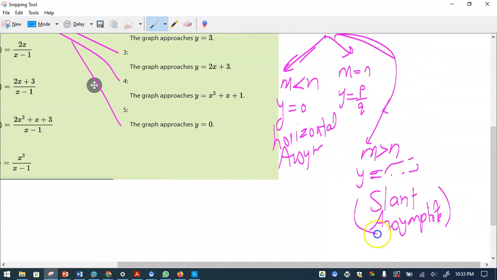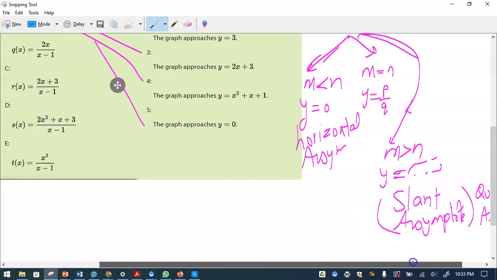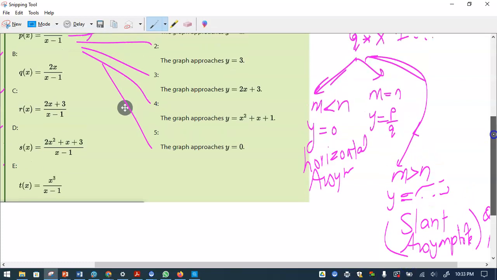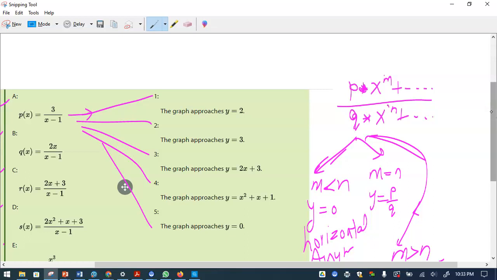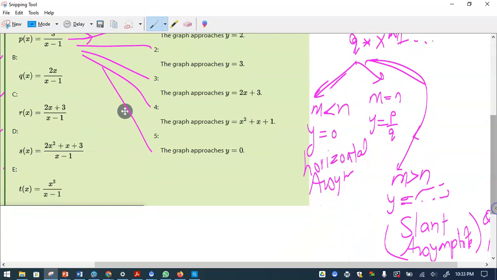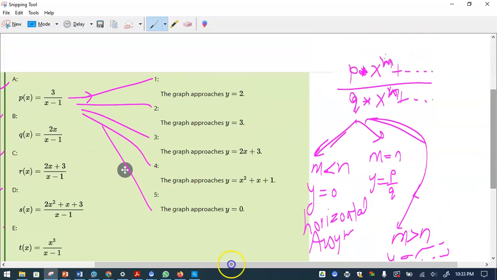But it can also be a quadratic asymptote. That is, when you divide, if the degree of the numerator is 2 more than the degree of the denominator, then it becomes quadratic. Okay, right now we are not worried about that. Let's go directly to this example.